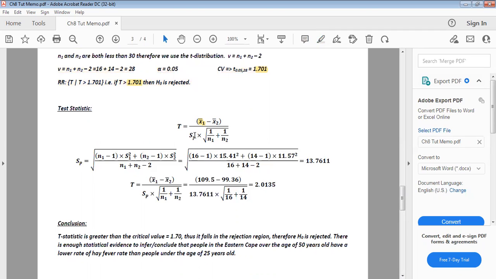Yeah, and then you must first find your CP. Your CP is found by this formula, this whole formula here. Okay. Your N1 is the 16, N2 is 14. Remember, don't confuse. If they tell you that group 1 is N1, then you must focus on that. Okay. And then your S2.